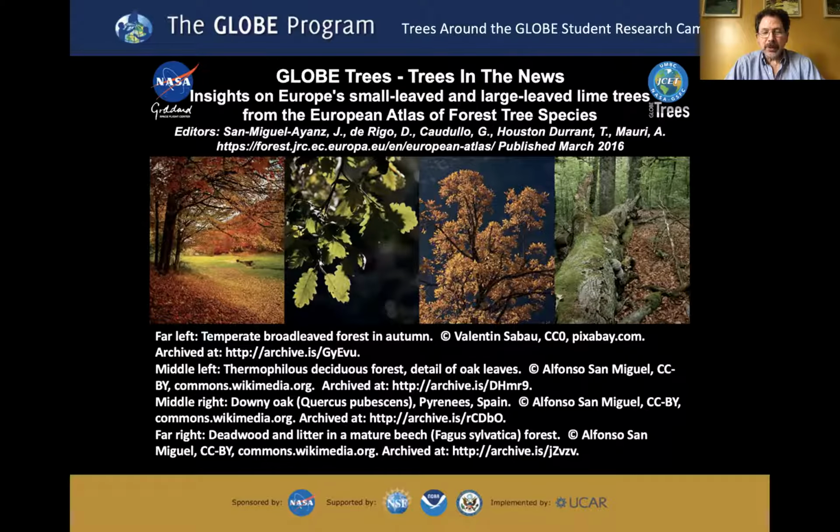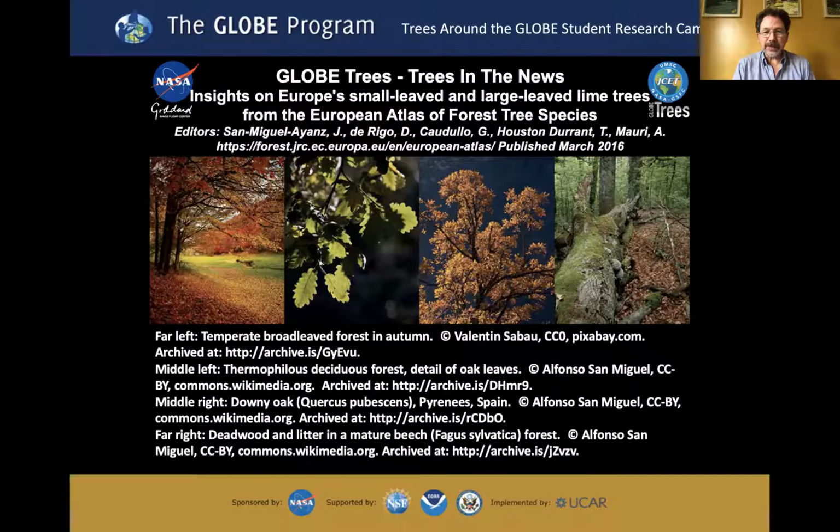But the primary goal is to highlight the European Atlas of Forest Tree Species. And we selected the section on the large and small leafed lime trees simply to tie in with our student speaker today. But it's an opportunity for you to look for this online and to see how it might work into your interests, things that you'd like to know about European trees.